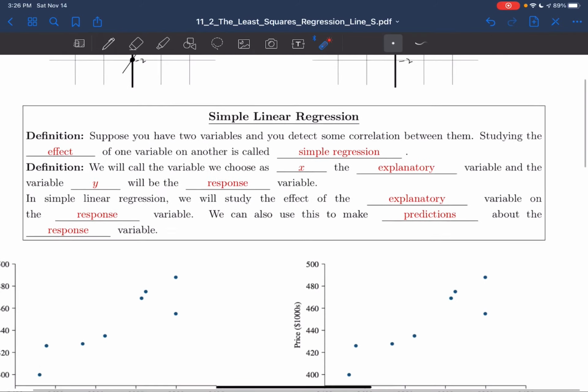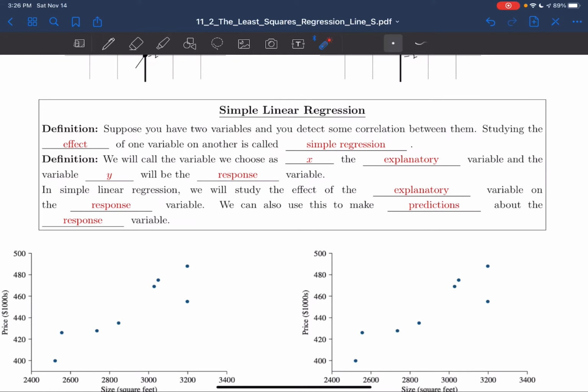So here, some important definitions. Suppose you have 2 variables and you detect some correlation between them. Studying the effect of one variable on another is called a simple regression. We will call the variable we choose as x the explanatory variable, and the variable y the response variable. In simple linear regression, we will study the effect of the explanatory variable on the response variable. We can also use this to make predictions about the response variable.